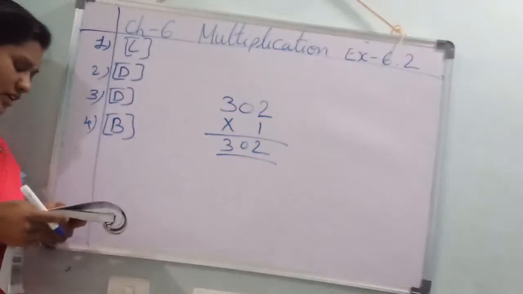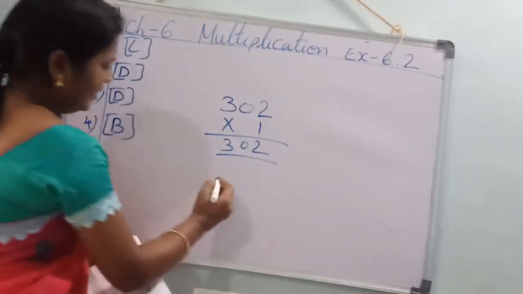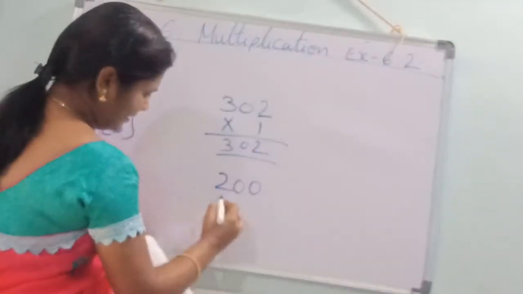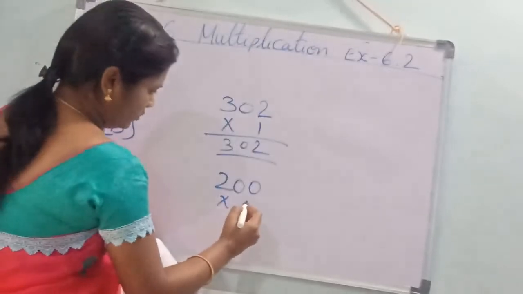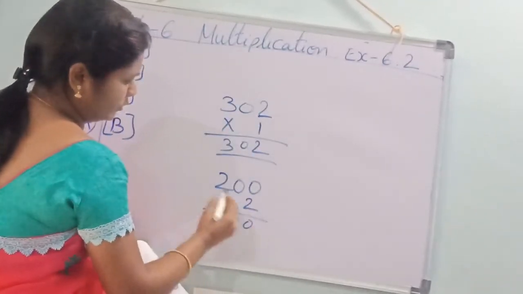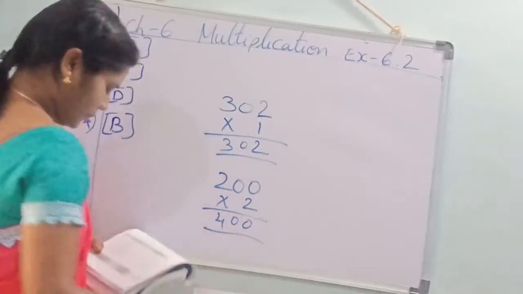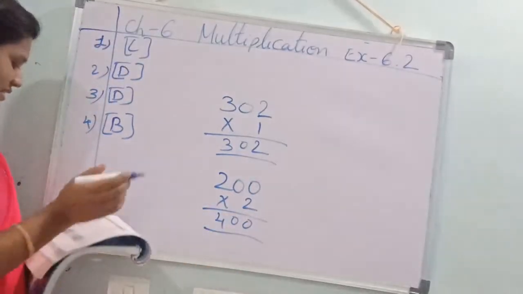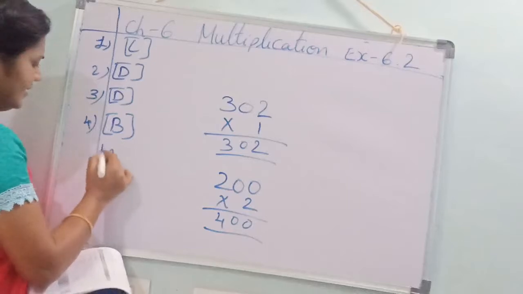Next, the product of 200 and 2. 2 zeros are 0. 2 zeros are 0. 2 twos are 4. What is that product? 400. Where is that? Option A.